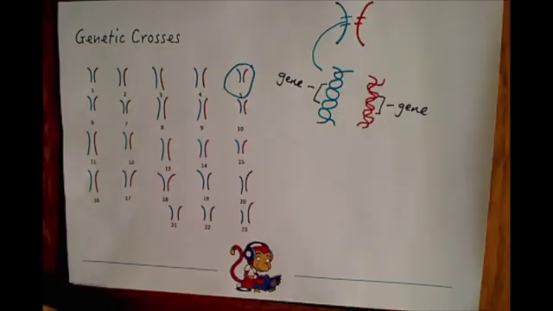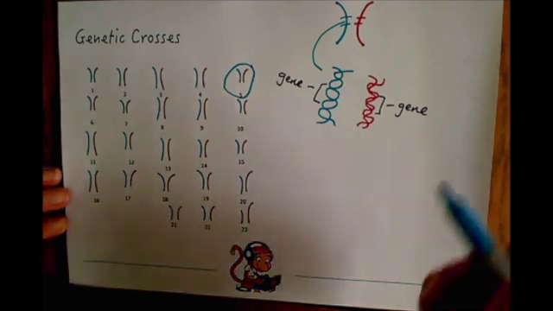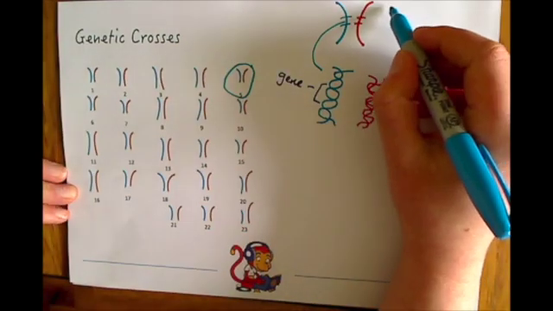Now, with some characteristics in your body, they might be determined by the interaction of loads of different genes. For example, height is not as simple as saying, do you have the gene for being tall or do you have the gene for being short? There's a lot more things going into play. But some characteristics are just determined by one gene. So things like whether you can roll your tongue.